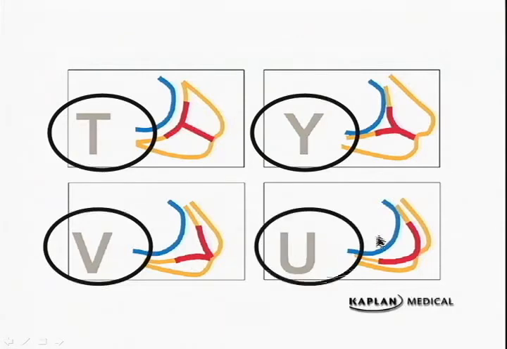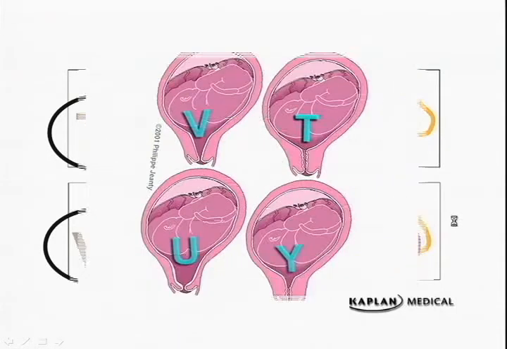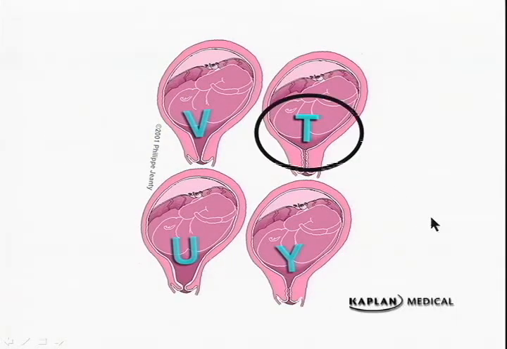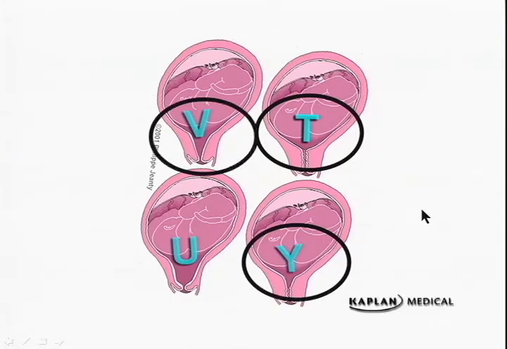And the last is it becomes a U, and the cervix is markedly thinned out here, and now it is ready to dilate. So we can think of the T, the Y, the V, and the U, all cervical effacement.